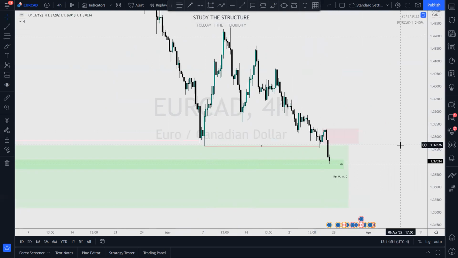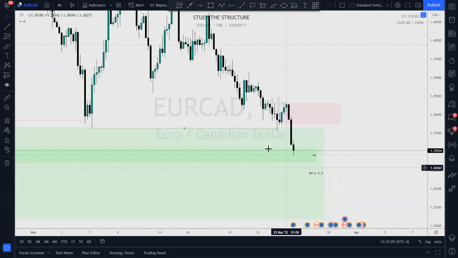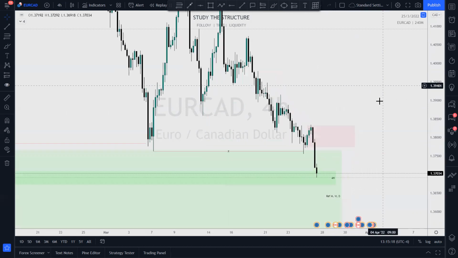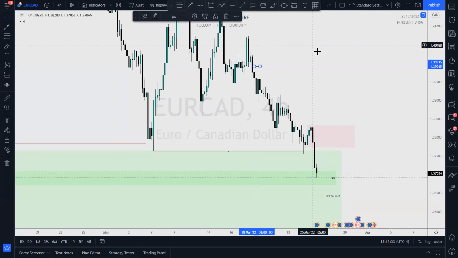And we can expect some kind of pullback to either a decisional zone of supply or the origin. I'm looking for a zone that has not been mitigated. And this price action has been pretty doggone efficient, with pullbacks into areas of imbalance. Now, we have an area of imbalance here, but I don't know how practical it is to expect price to come all the way back up here.